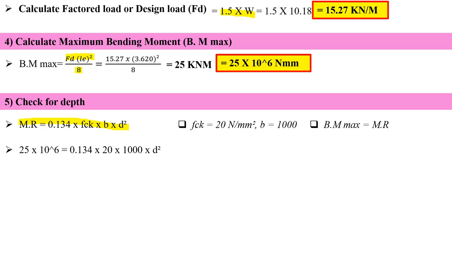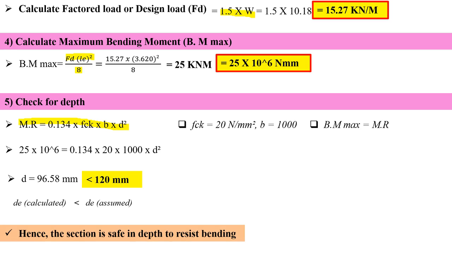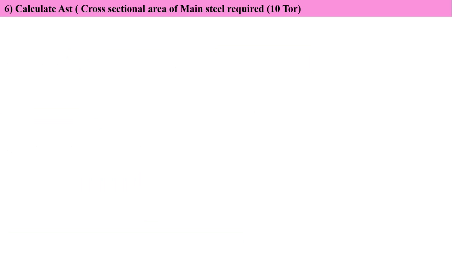So everything is known to me, only D is not known, so I can easily calculate it from the equation, and I am getting a value of D equals 96.58 mm, and that is the D calculated, and what we have already assumed in the first step is 120 mm. So D calculated is less than D assumed, so I can say the section is safe in depth to resist the bending. Now calculate the area of the steel.